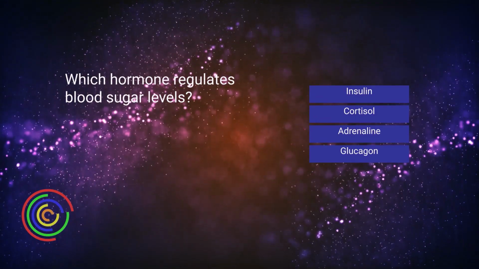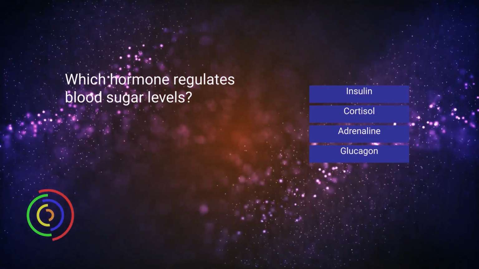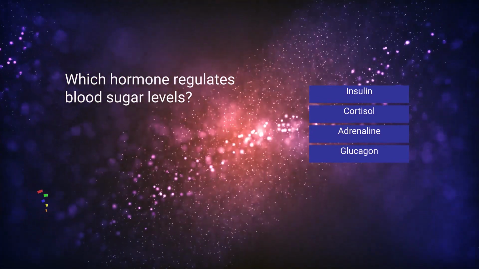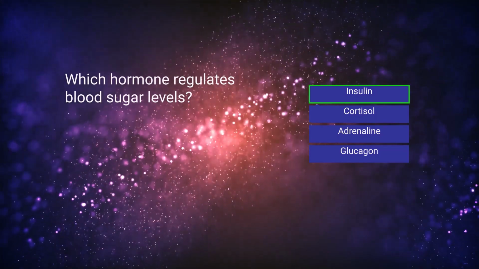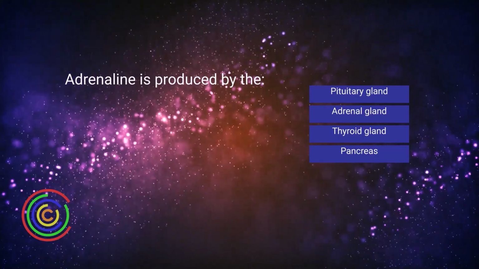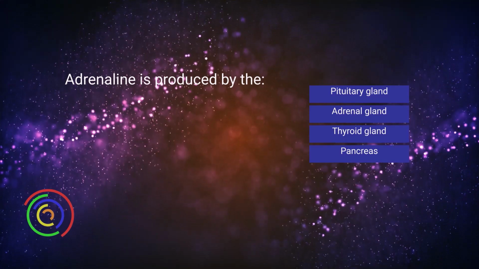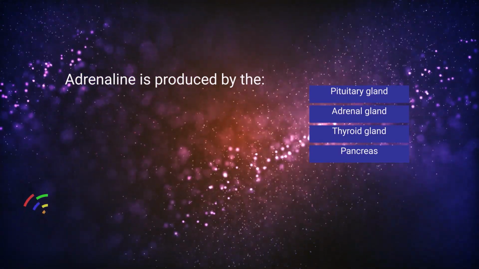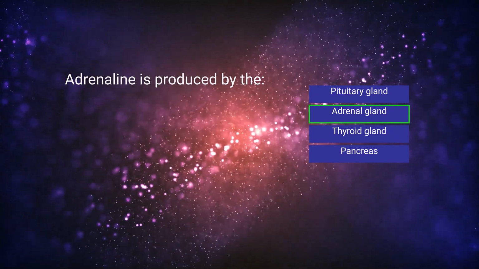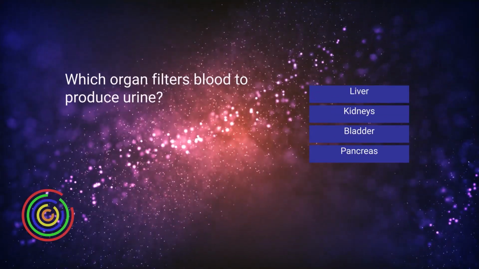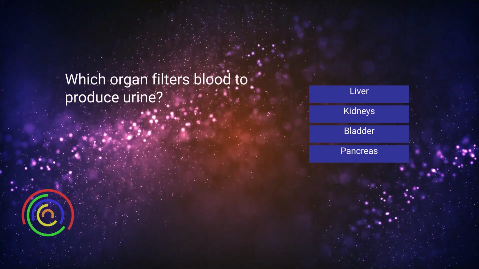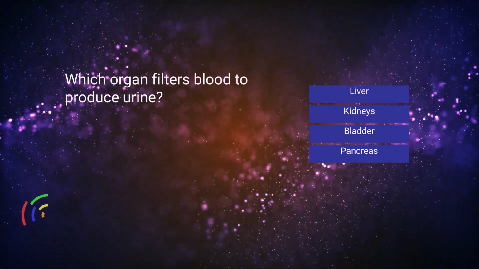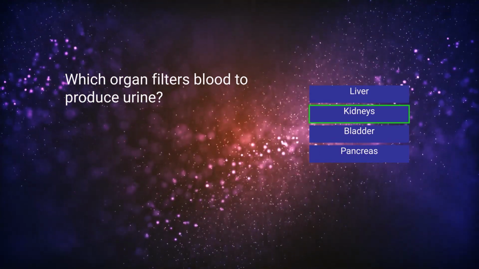Which hormone regulates blood sugar levels? Insulin. Adrenaline is produced by the adrenal gland. Which organ filters blood to produce urine? Kidneys.